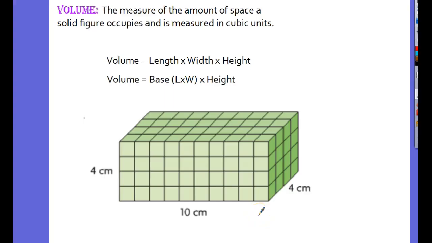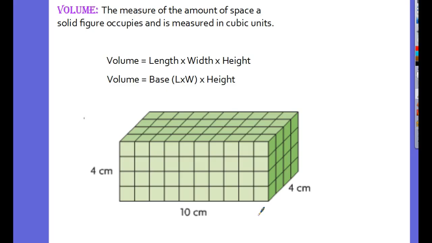Hello everyone, today we are going to be talking about volume and how to find the volume of a cube. In today's lesson we will be reviewing some of the things that we were learning before the FSA, and you will also be learning a few new things or refreshing your memory on a few things.